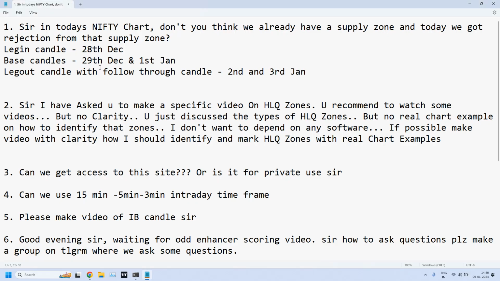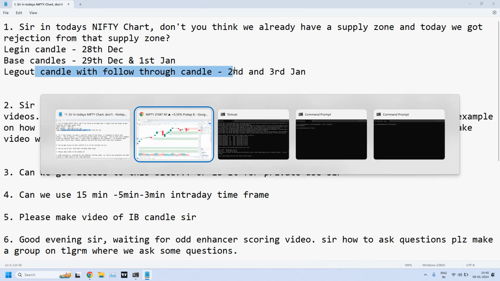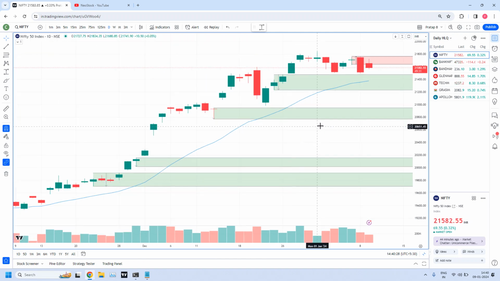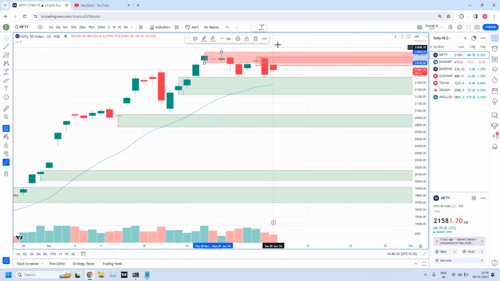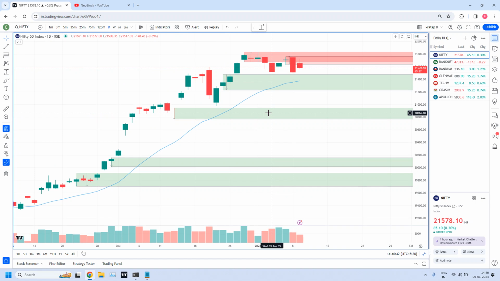So what is your understanding? You have a Legin candle and you have two base candles, and then you have a Legout candle, not great, but there is a follow through candle. So that is the way you want to draw the zone. If that is the case, your zone will be like this. Isn't it? Okay. But I am not considering this as a zone.